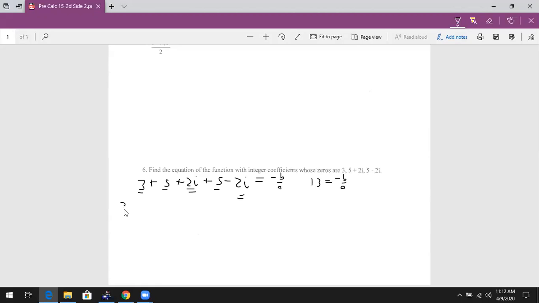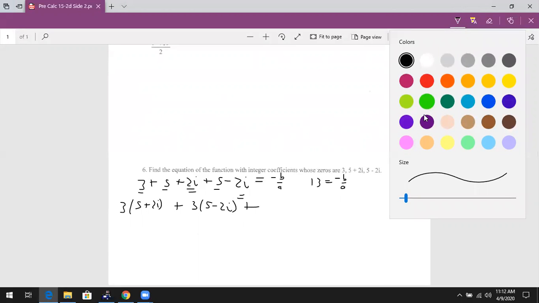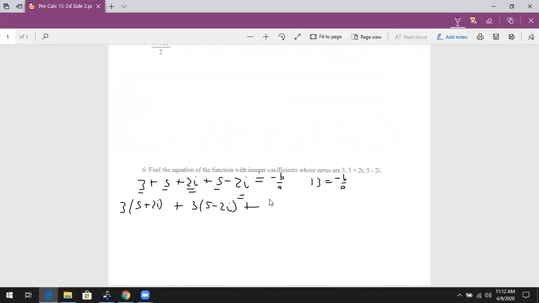If I pair them up and multiply them, 3 times 5 plus 2i, plus 3 times 5 minus 2i, plus, I want to switch colors on this one, and you're going to find out why, 5 plus 2i times 5 minus 2i. Okay, and that's all going to equal c over a.